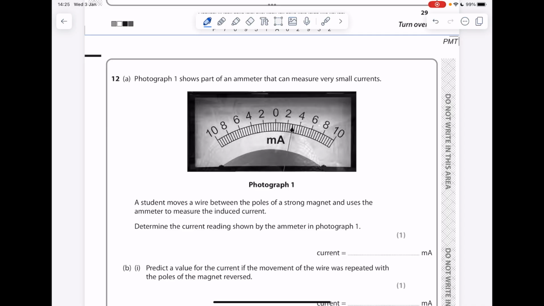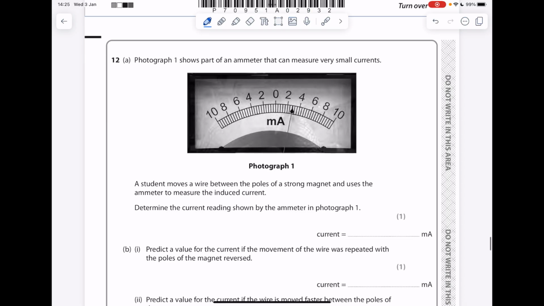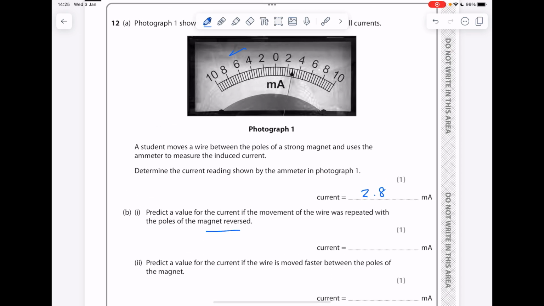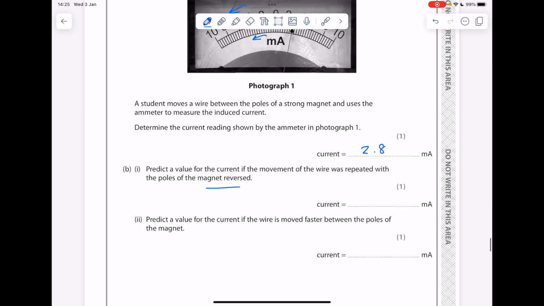Photograph 1 shows part of an ammeter that can measure very small currents. Look, it's measuring in milliamps. The student moves a wire between the poles of a strong magnet. So this is the generator effect, and uses the ammeter to measure the induced current. Determine the current reading shown by the ammeter. So read that very carefully. It's 2.8 milliamps. Predict a value for the current if the movement of the wire was repeated with the poles of the magnet reversed. So we'd expect it to move in this direction by about the same amount, so that would be minus 2.8.